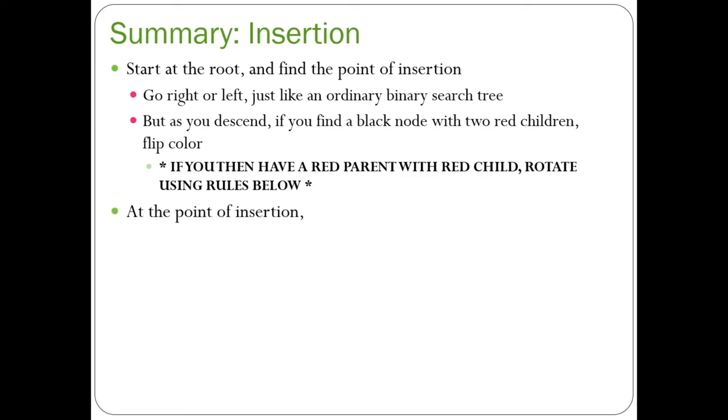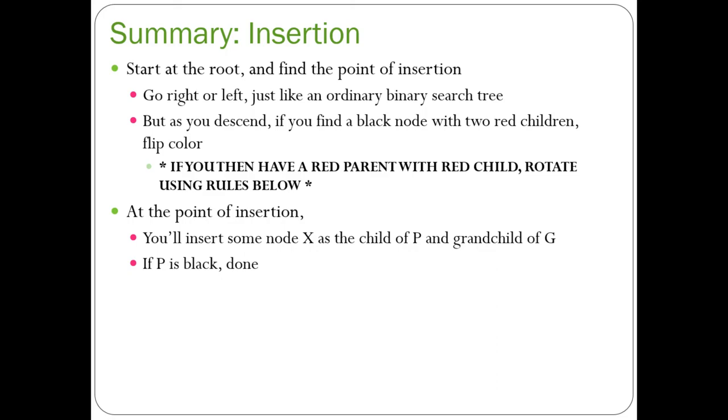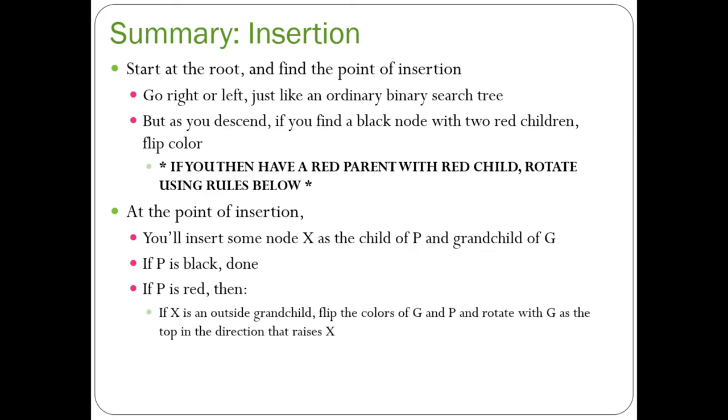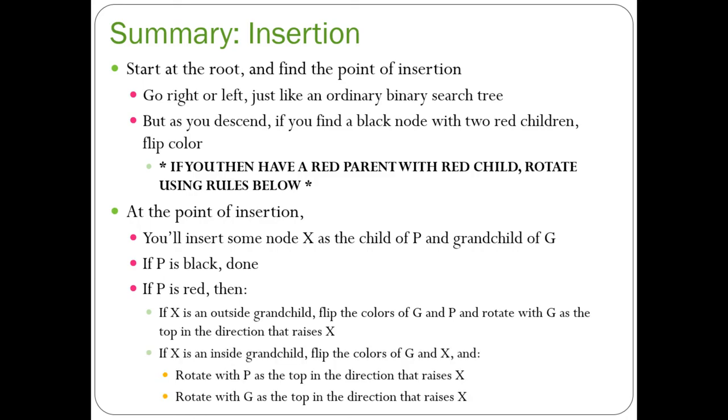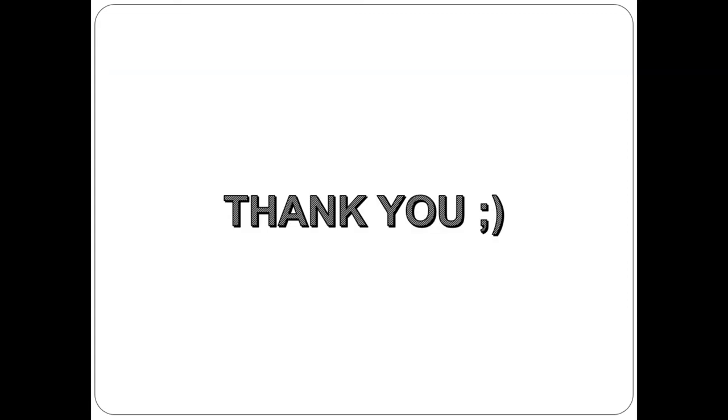At the point of insertion, you'll insert some node X as the child of P and grandchild of G. If P is black, done. If P is red, then if X is an outside grandchild, flip the color of G and P and rotate with G as the top in the direction that raises X. If X is an inside grandchild, flip the colors of G and X and rotate with P as the top in the direction that raises X. Rotate with G as the top in the direction that raises X.